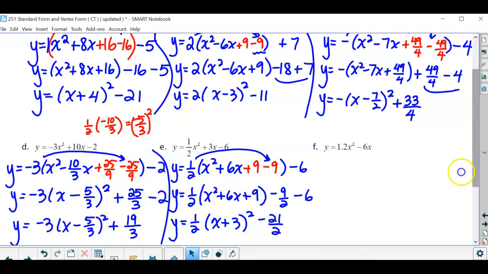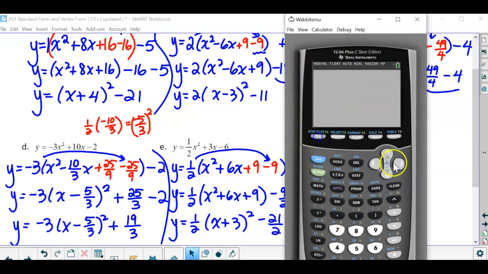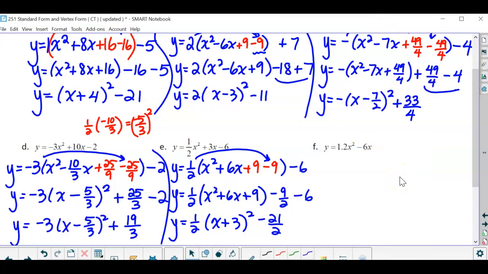If you're not sure, let's graph and check this one. So go to your y equals, clear off. Your first one was 1/2 x squared plus 3x minus 6. And your second one, your vertex version. And then we could probably, let's just graph it with the window that I had from before. And it's going right over top. So I know I haven't messed up the algebra.